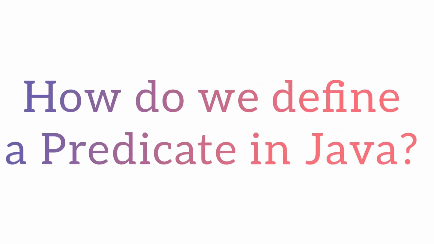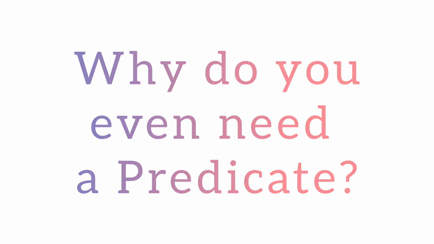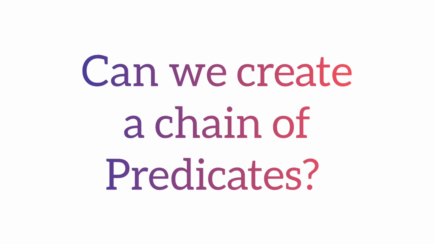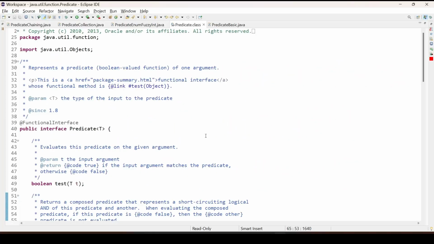What are predicates? How do we define a predicate in Java? Why do you even need a predicate? Can we create a chain of predicates? Let's find out. Let's head straight to the Java documentation of predicates.